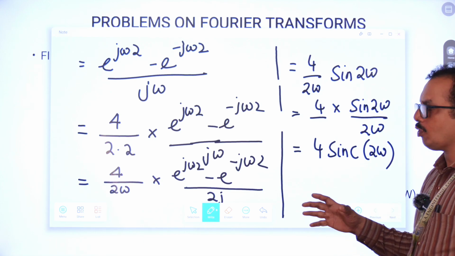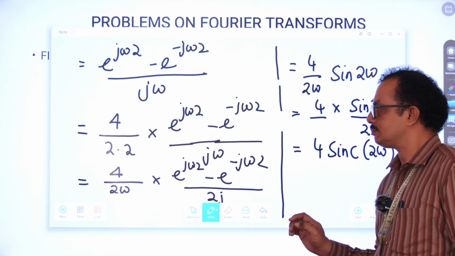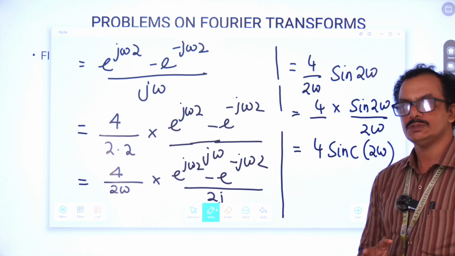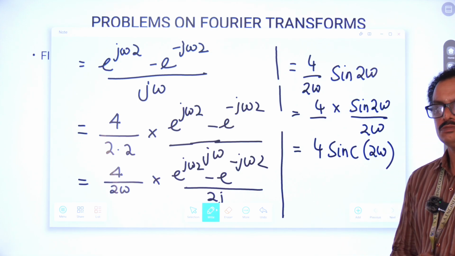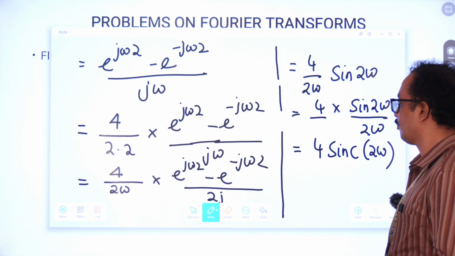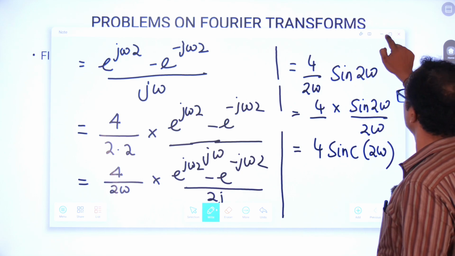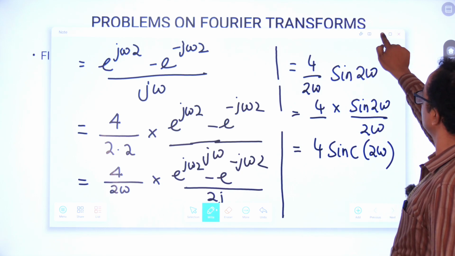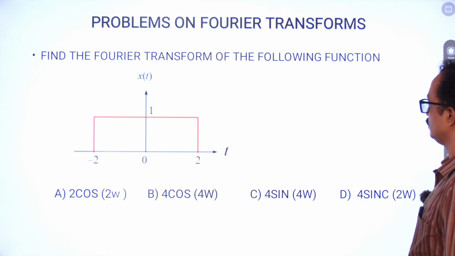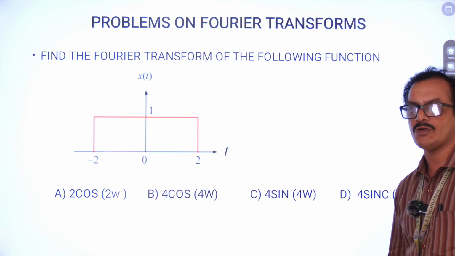Okay, so we need to do all this process in order to find the answer. Kindly make a note of it. So the correct answer is 4 sinc of 2 omega.